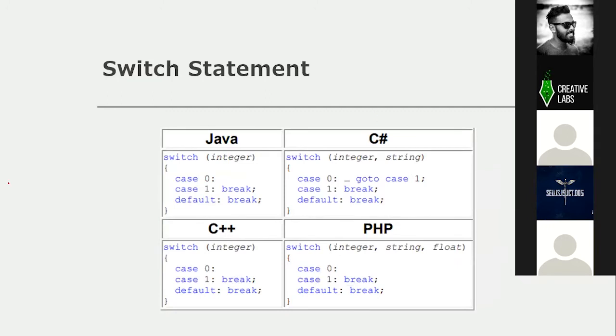So that is also pretty much the same for all the languages, right? So there is nothing different, but we can pass several different types of parameters into the switch statement, and also for C# as well, both PHP and C#. But for Java and C++, it takes only one parameter.